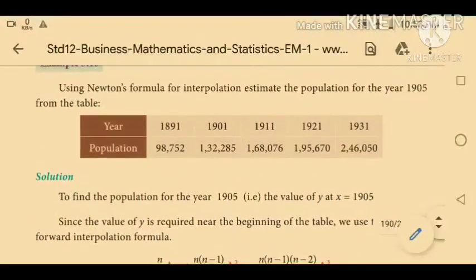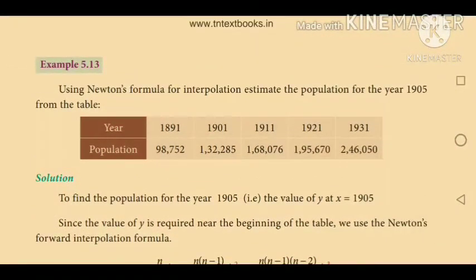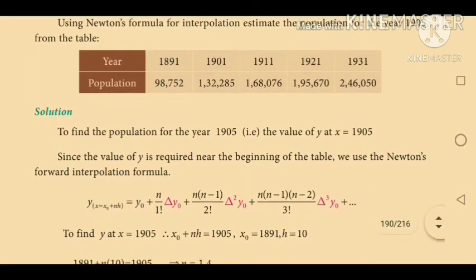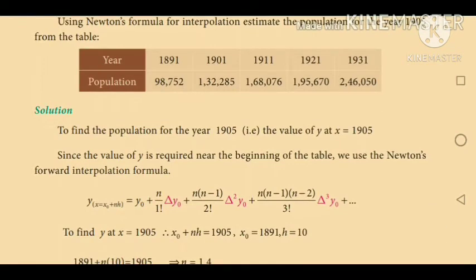5.13 is given: using Newton's formula for interpolation, estimate the population for the year 1905 from the table. Year equal to 1891, 1901, 1911, 1921 and 1931. So population is also given. Find the population for the year 1905. So here 1905, we find the values before.